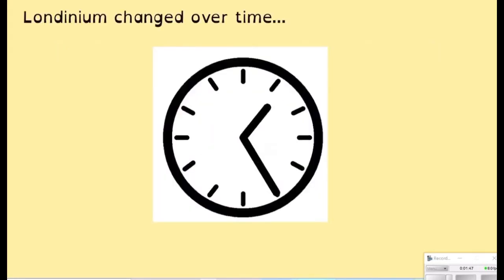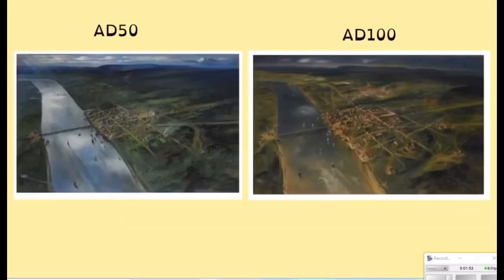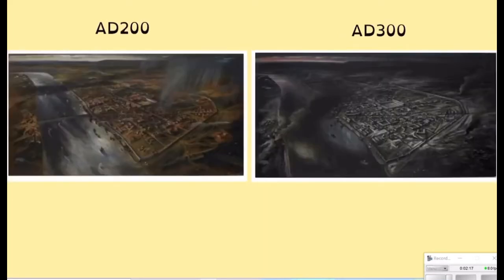Now, Londinium changed over time, as we'd expect settlements to. In AD 50, you can see in the image below, the settlement is really quite small. You can see the bridge over the River Thames there, and lots of boats on the river, but quite a small settlement, really. In AD 100, the settlement has started to grow. So 50 years later, it's started to expand. By AD 200, you can see a much bigger city now beginning to be formed. And by AD 300, more buildings and a much more substantial city.